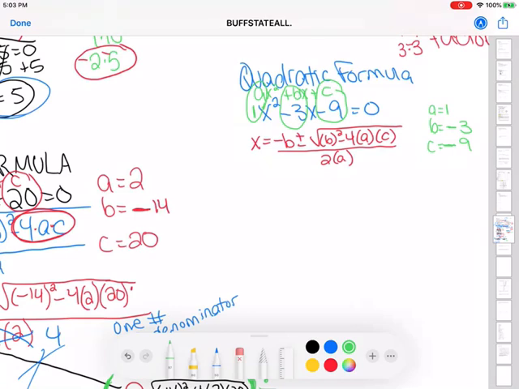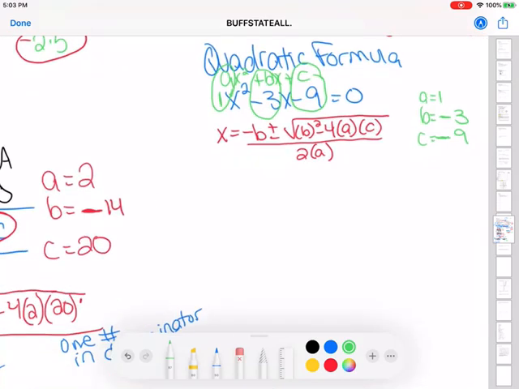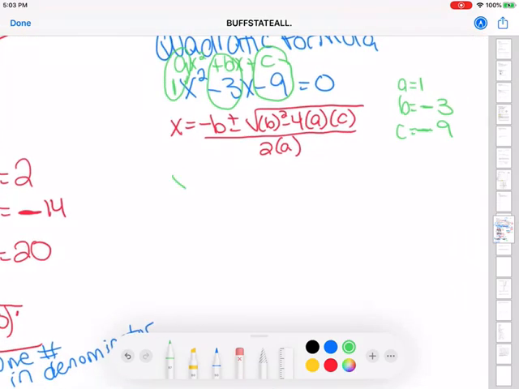Okay, so what I'm going to do is plug in A, B, and C wherever I see them in the formula. So when you start plugging this in, you bring down your x, you bring down your equals, you bring down your negative, straight from the formula. Now we have to plug in B. B is a negative 3. Because I have that double negative here again, that just means it's a positive 3. Bring down your plus or minus, and bring down your square root, and bring down your parentheses.